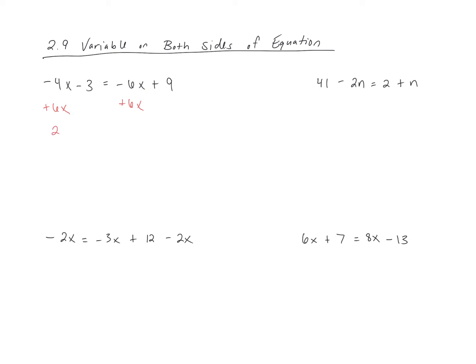So it's going to give me 2x minus 3 equals 9. Now I'm going to combine like terms again. So the negative 3 and the 9 are like terms. So I'm going to get that on the other side. So I'm going to do the inverse operation. And now I have 2x equals 12. So the inverse operation of multiplication is division, then divide both sides by 2.